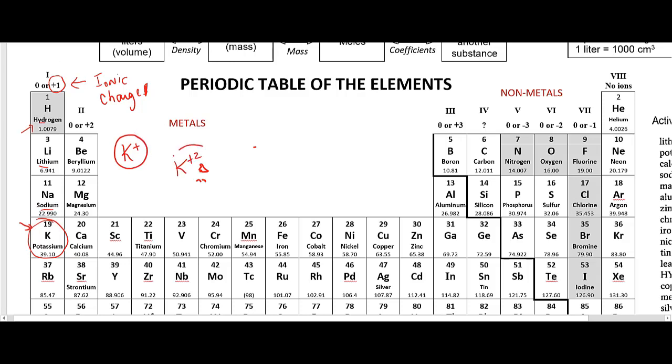Potassium with a +2 does not exist. Potassium with a -1 does not exist. This is the only choice for potassium. Non-metals are here. Those are the negative ions. So almost always when we make ionic compounds, we're choosing one metal and one non-metal.